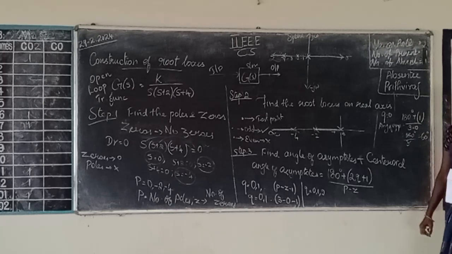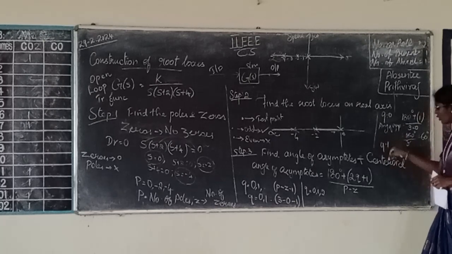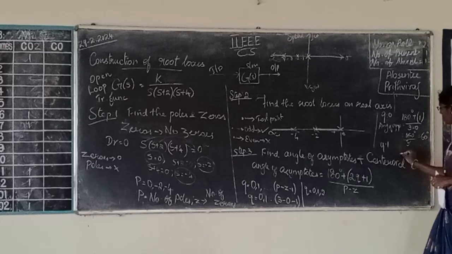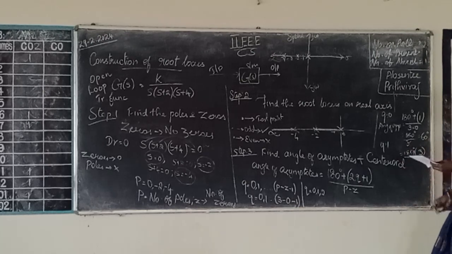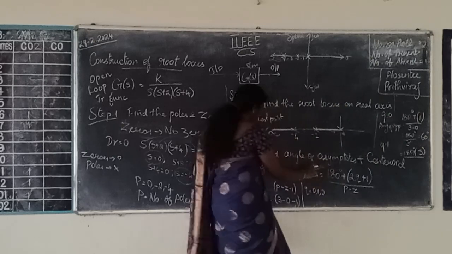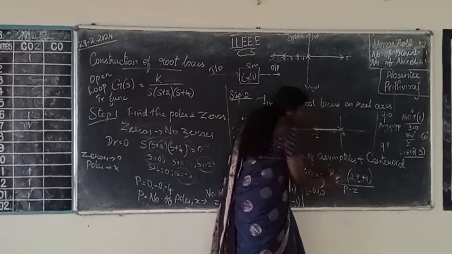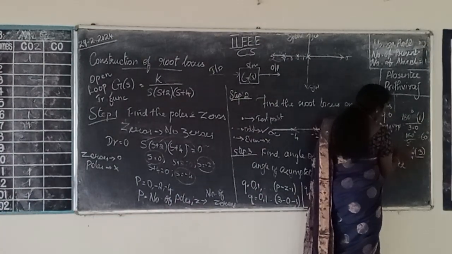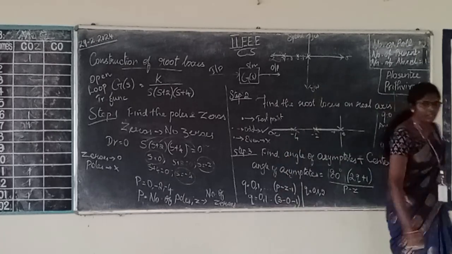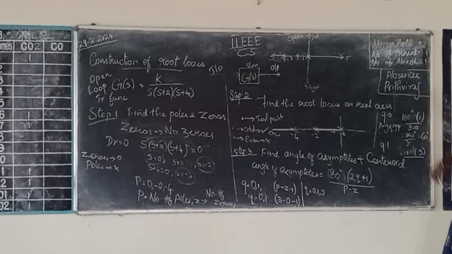First angle of asymptote is what? 60 degree. Likewise, we substitute q equal to 1. Then what will our angle be? One thing I am very wrong, it is not this formula, the standard formula is 180 into (2q plus 1). Okay, 180 into 2 plus 1, that is 3, divided by 3 minus 0. So 180 into 3 divided by 3.